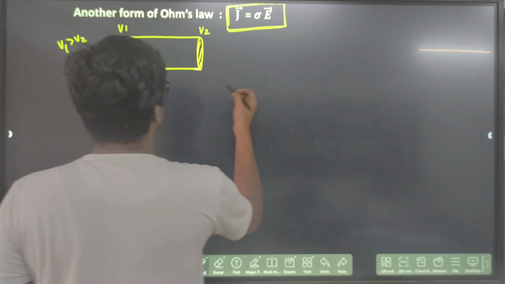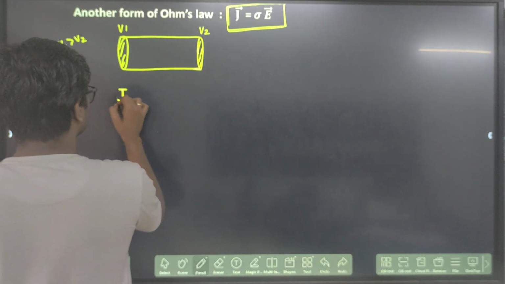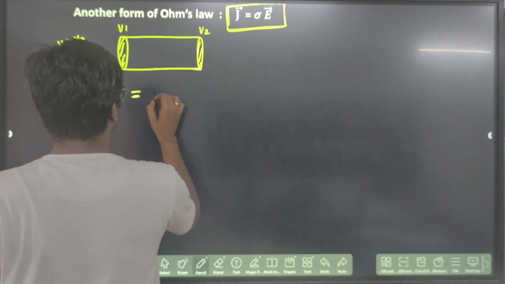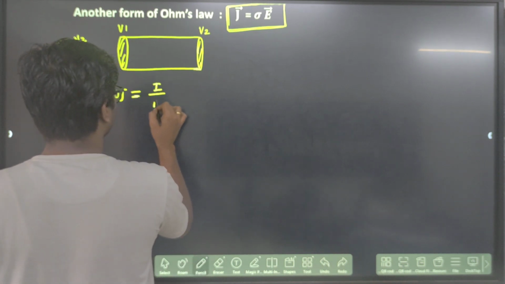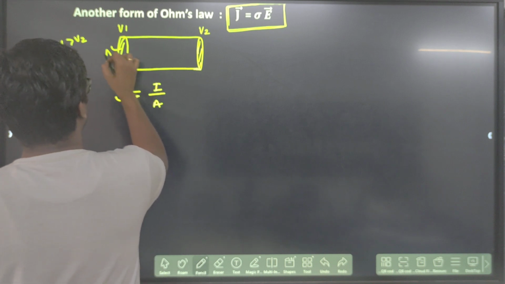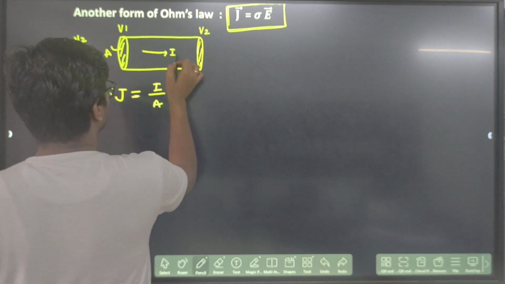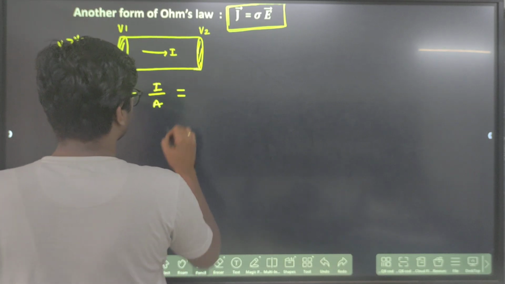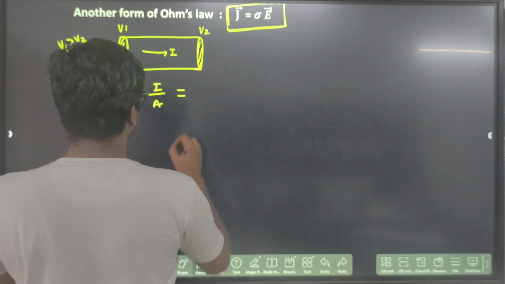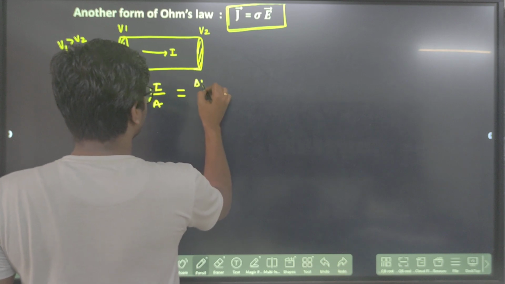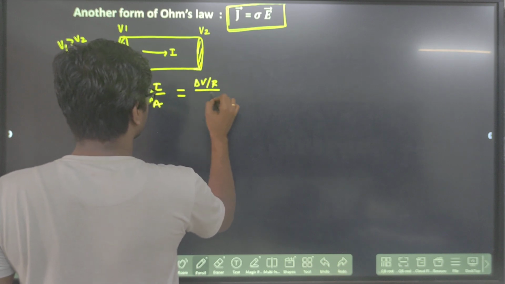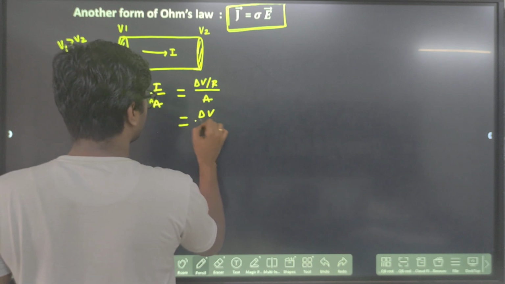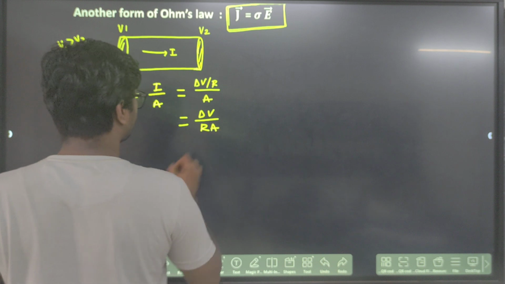I am writing the magnitude here: J equal to I by A. This is the area A, and this is the direction of the current, right? So the current can be written as delta V by R, divided by A. So J is delta V divided by R A.